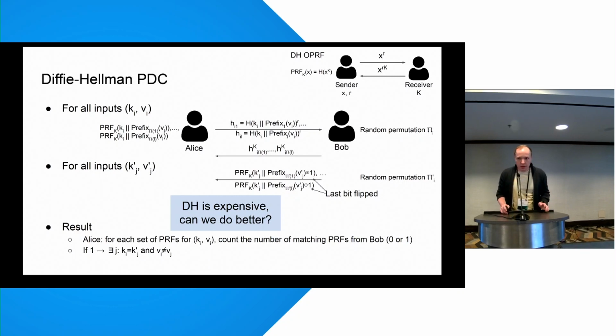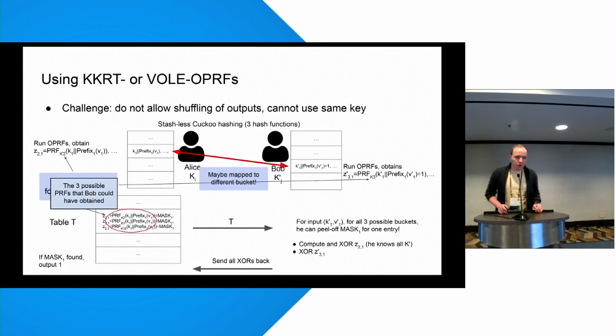The problem with this protocol is that it resorts to a lot of public key operations, which are very expensive computationally. Specifically, it's going to scale linearly in the number of inputs and in the number of bits. So the question is, how can we alleviate that? And so there are actually OPRFs that are very efficient.